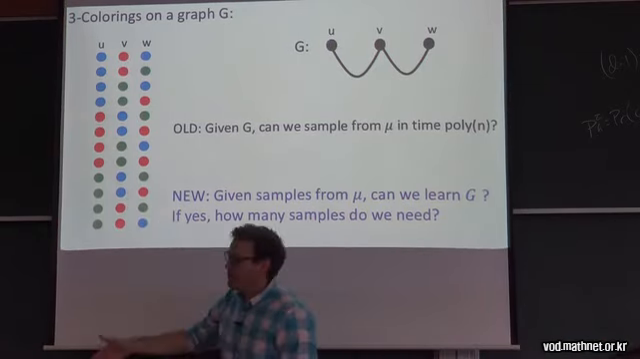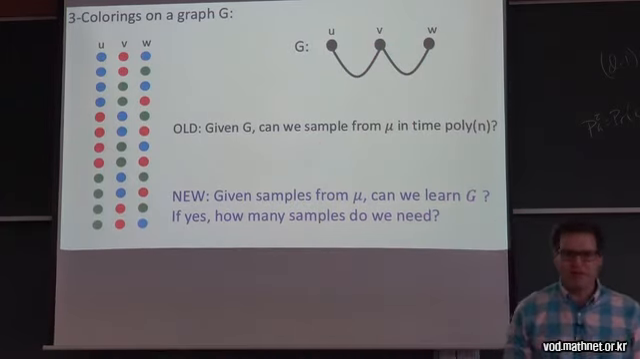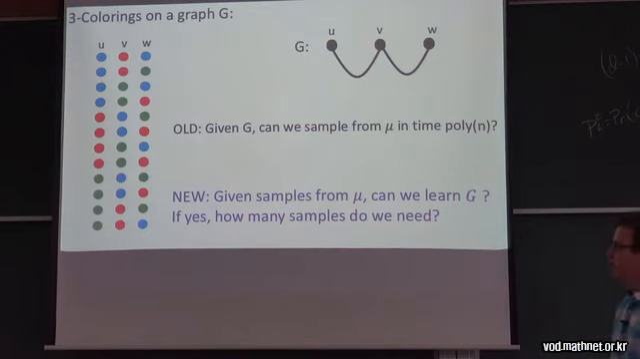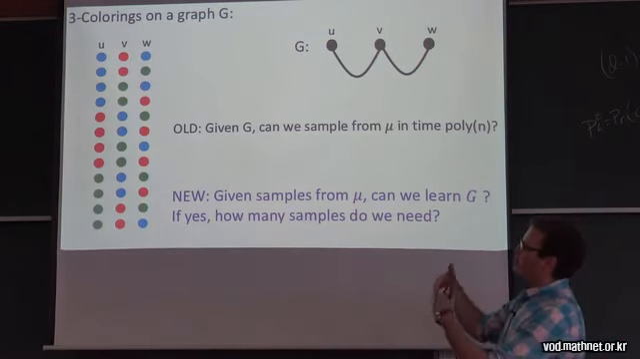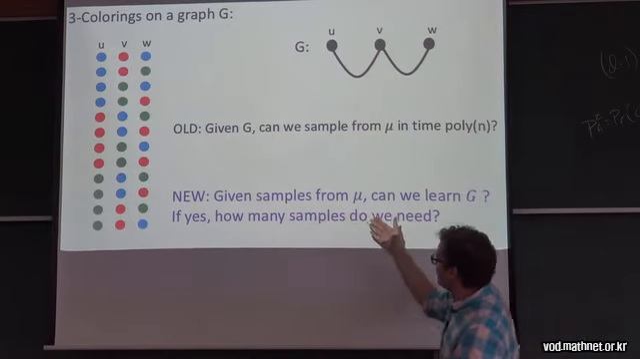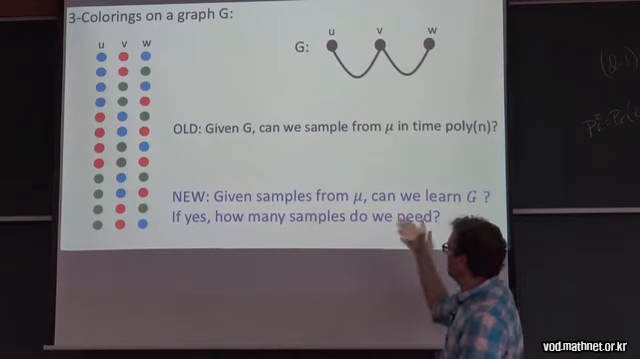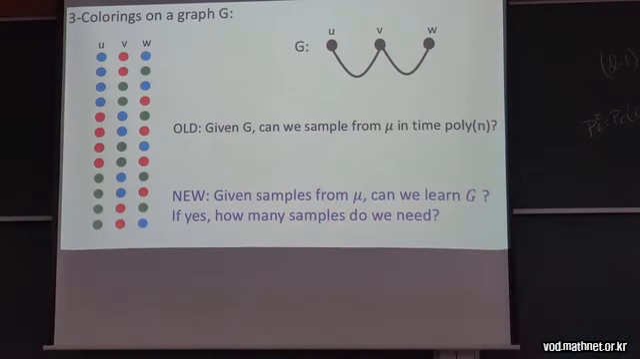And if you can do it, the first question is, if I give you an infinite number of samples, does that uniquely define the graph? So that's statistical identifiability or non-identifiability. And then the second question is, if it does uniquely define the graph, computationally, how hard is the problem? How many samples do you need to figure out the graph?